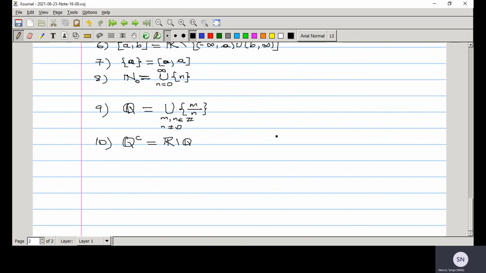Now the question that one may ask is: is any form of subset of R in the sigma algebra? No.